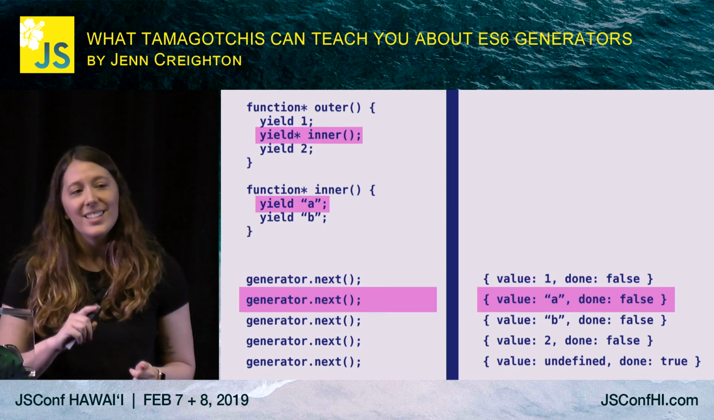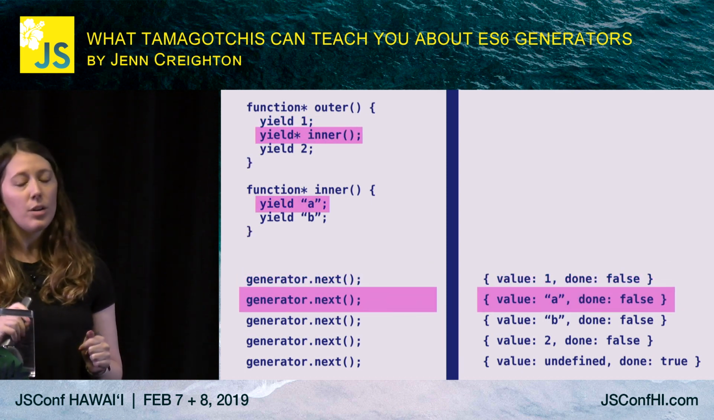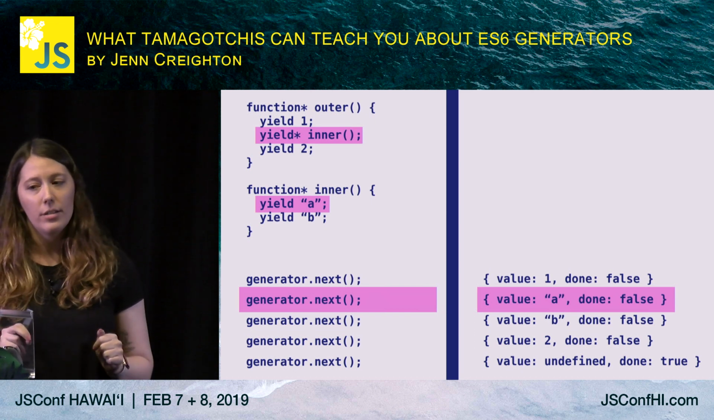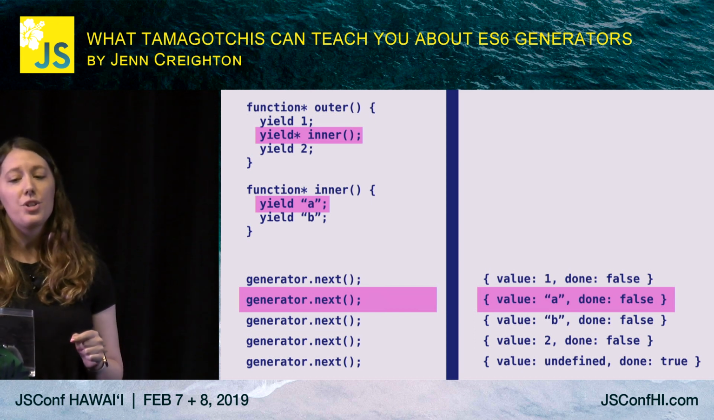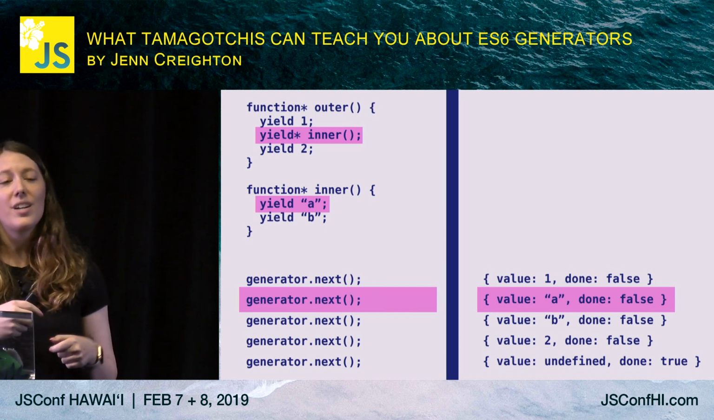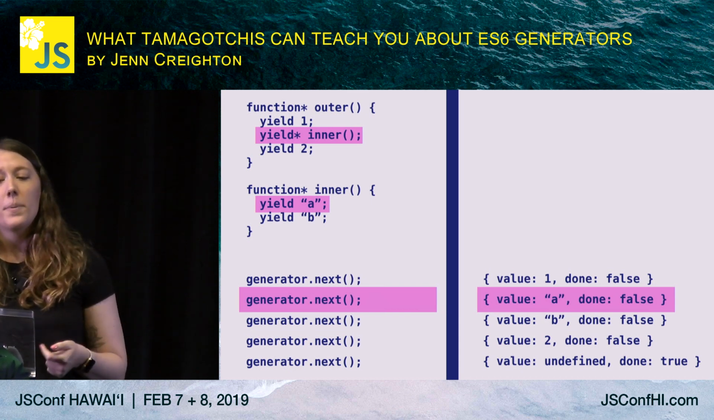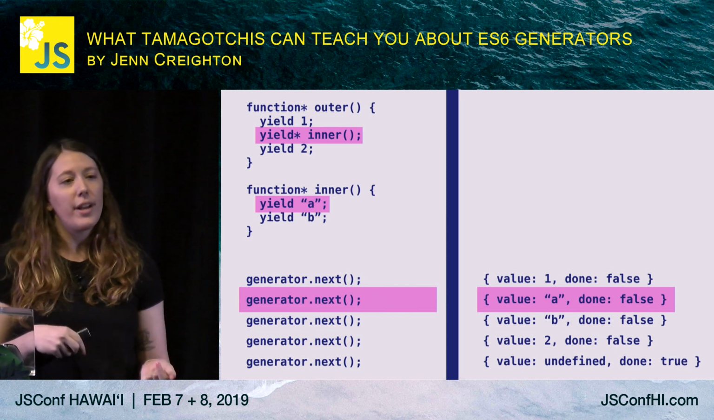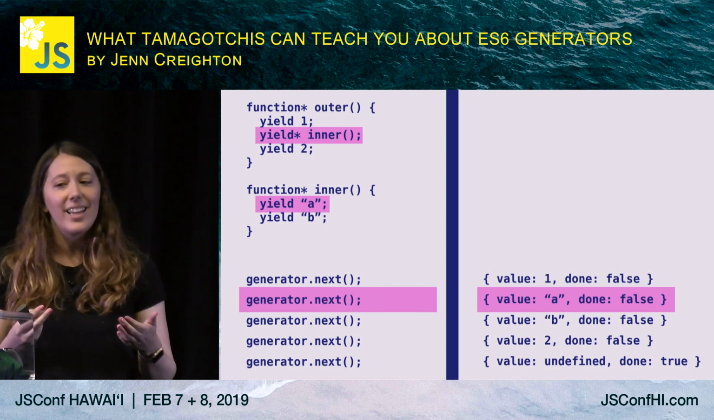But when we call next again, the generator isn't going to pause at the yield star. You can see it's pausing at the first yield statement in the inner generator. And the value being returned isn't the generator itself, but the value A from the inner generator. So yield star is a delegate.